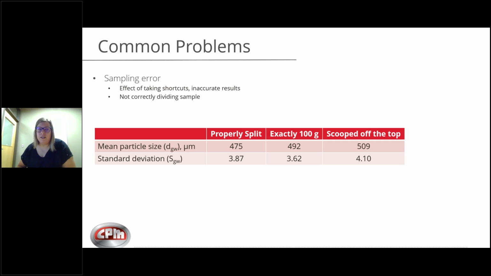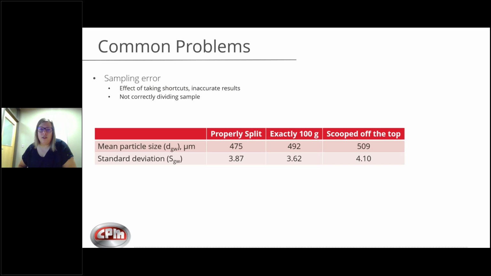To demonstrate this, we analyzed the same sample, just splitting and dividing it differently. In the first column, we split and divided the sample until we got to exactly 100 grams. In the middle column, we split and divided the sample until we got to about 103 grams, and then removed 3 grams from the sample on the scale to get to exactly 100 grams. And in the last, we scooped off the top of the pile and then just poured onto the scale until we got to 100 grams. You can see the variation in results that we obtained by doing that.